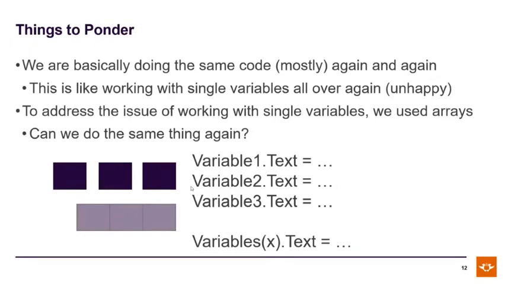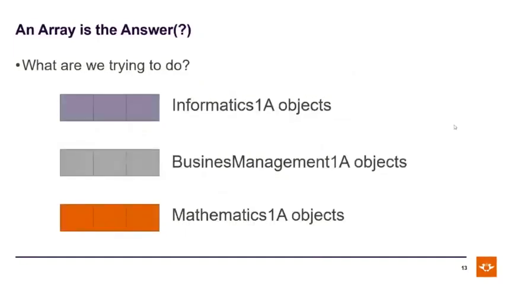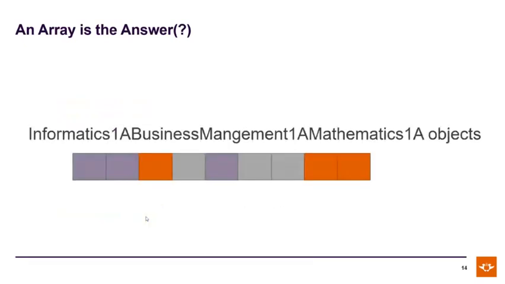So you've got three variables here. Can you do that? Think about it. This might be something fun for you. Just think about it. All right. So an array is the answer. So what are we trying to do? So we've got an example of three items here for Informatics 1A, Business Management 1A, Mathematics 1A. You've got three separate arrays or objects, essentially. What do we want? We want to put them into one array so that we can use them throughout our system.